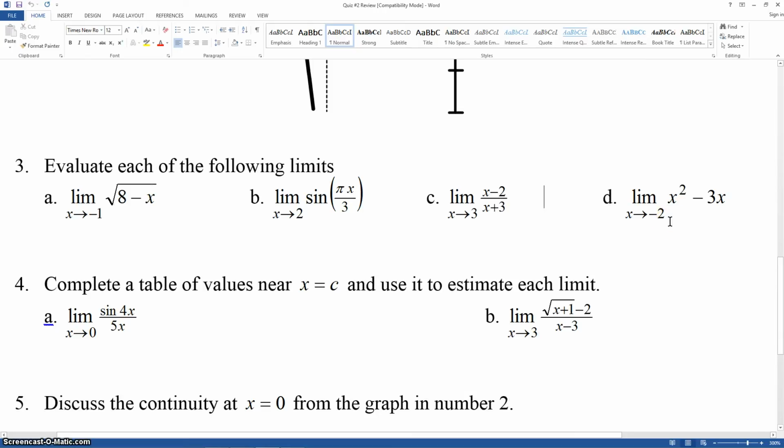D would still be direct substitution, so it would be negative 2 squared, which is 4, minus 3 times the negative 2, which would convert into a positive 6. So 4 plus 6, which would be 10.